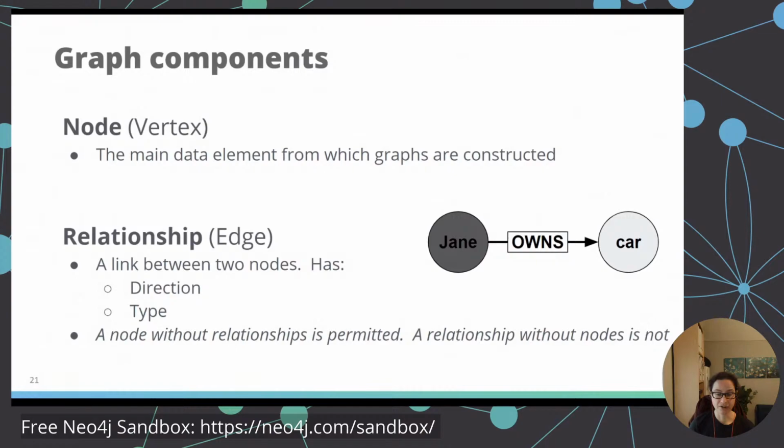And with property graphs, which is what Neo4j is, it has a direction and it has a type. So we can see here we have a relationship between these two entities. It has a type of owns and it has a direction, which we have shown with the arrow. Something to mention here is that you can have nodes without relationships. So you can have orphan nodes. We could have a Jane node and Jane could be connected to nothing. But you can't have a relationship without nodes. So we couldn't have that owns relationship floating on its own. We have to have two nodes to connect it with.